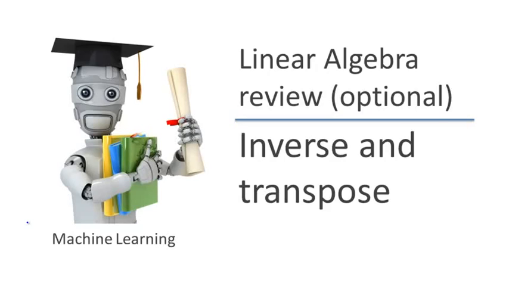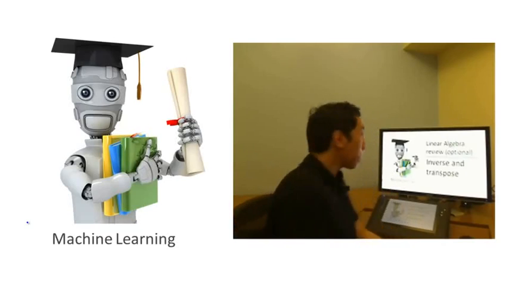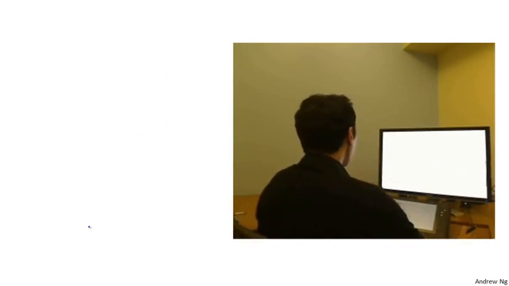In this video, I want to tell you about a couple special matrix operations called the matrix inverse and the matrix transpose operation. Let's start by talking about matrix inverse. And as usual, we'll start by thinking about how it relates to real numbers. In the last video, I said that the number 1 plays the role of the identity in the space of real numbers, because 1 times anything is equal to itself.